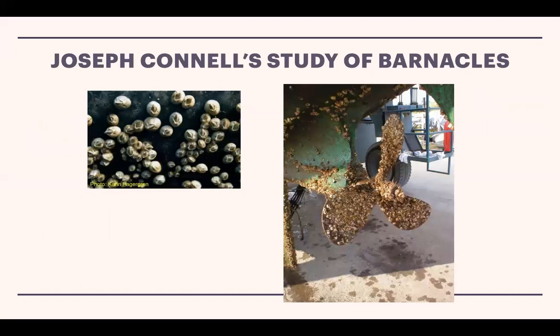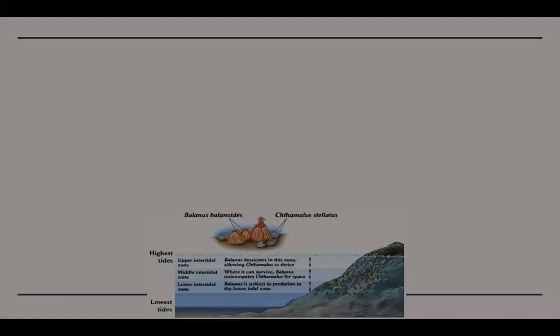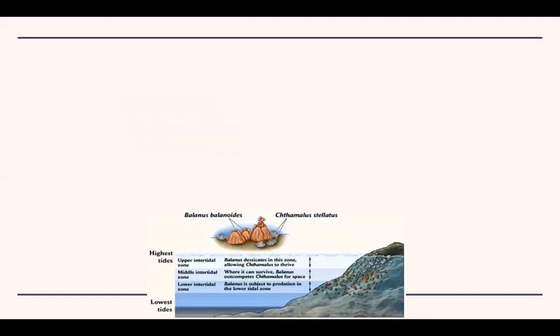The other study is with Joseph Connell. He looked at barnacles. Remember these guys, barnacles? And I'm basically just going to go through and show you based on this picture because it's pretty straightforward. So you have, and these names are ridiculous, you have Balanus and Chthamalus, okay? So Balanus are the orange dudes and Chthamalus are the white dudes. So I'm just going to call them orange and white because I don't want to keep saying Balanus and Chthamalus. Orange and white, okay? Orange and white. All right.